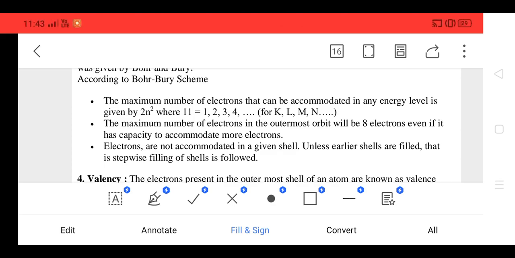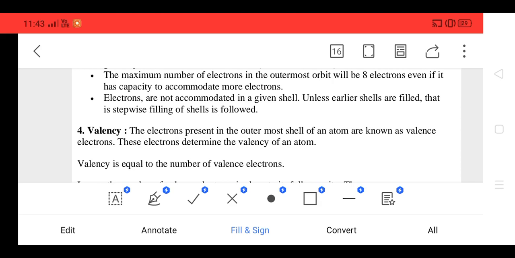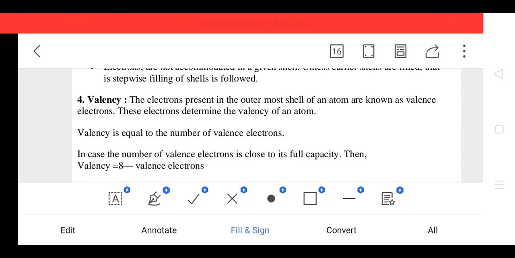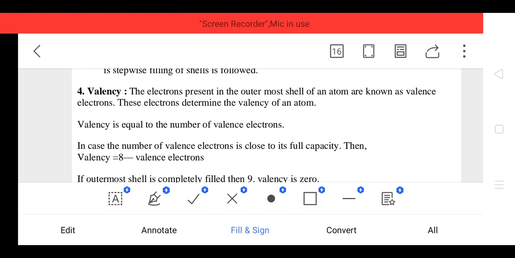Likewise, the maximum number of electrons in the outermost orbit will always be 8, even if it has the capacity to accommodate more electrons. And these electrons are not accommodated in a given shell unless the inner shells are filled. That is, stepwise filling of shells is followed. So this is about the electronic configuration. More details about the electronic configuration you will study in your chemistry classes.